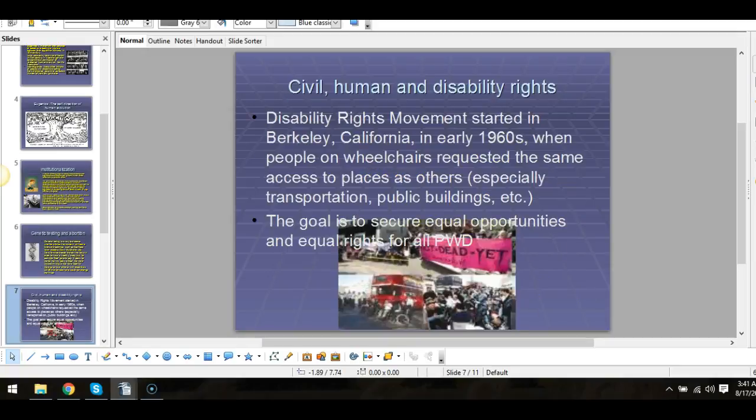Civil, human, and disability rights is another ideology. The disability rights movement started in Berkeley, California in the early 60s, when people in wheelchairs requested the same access to places as others, especially to public transportation, public buildings, and so on. The goal is to secure equal opportunities and equal rights for all people with disabilities.